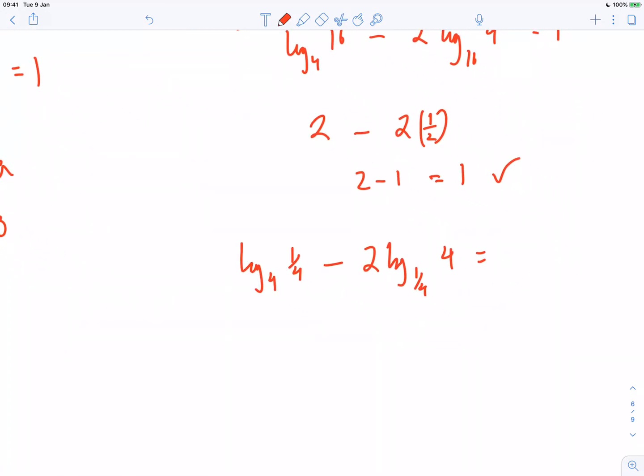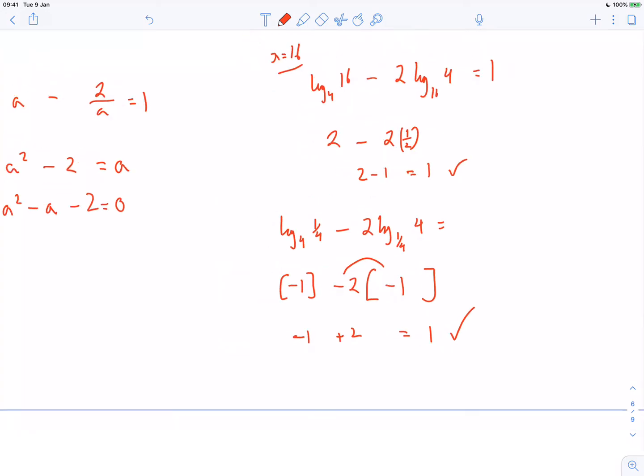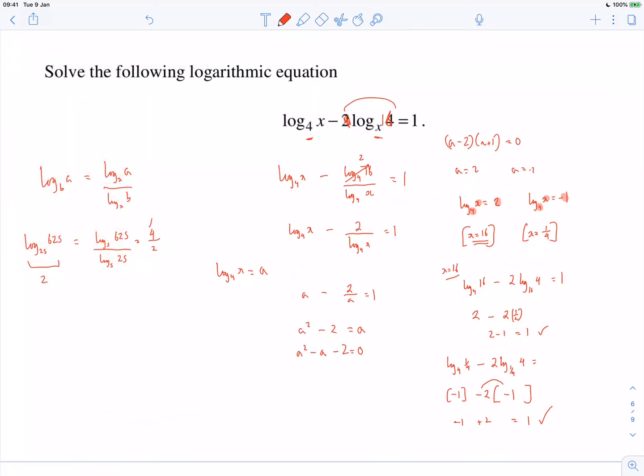Well, 4 to the what is a quarter, that's minus 1, because 4 to the minus 1 is a quarter, minus 2 lots of, and then a quarter to the what power is 4, well that's minus 1 there, so we're going to have minus 1, minus 2 lots of minus 1 is plus 2, and minus 1 plus 2 does equal 1, that's the desired result. Hip hip hooray. Cool. So yes, x equals 16 and x equals a quarter are valid solutions to this.